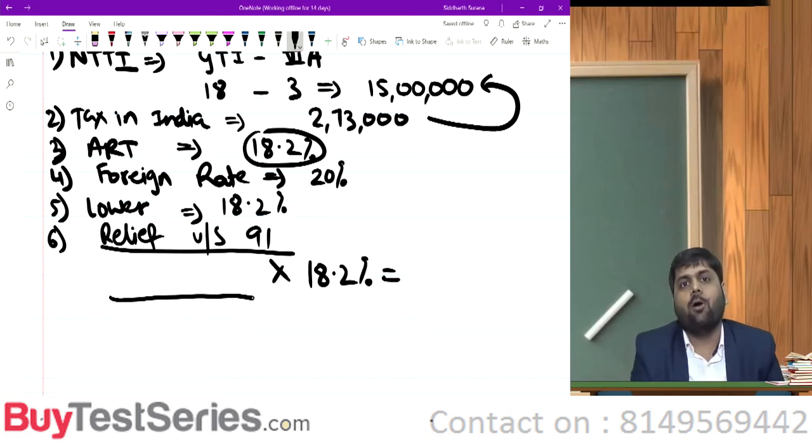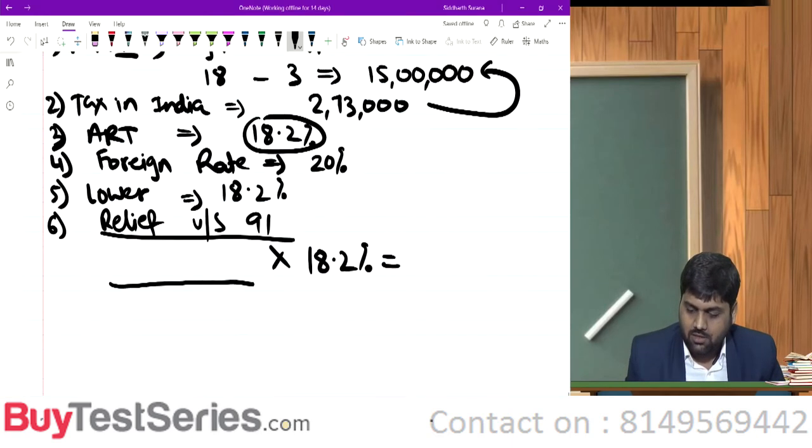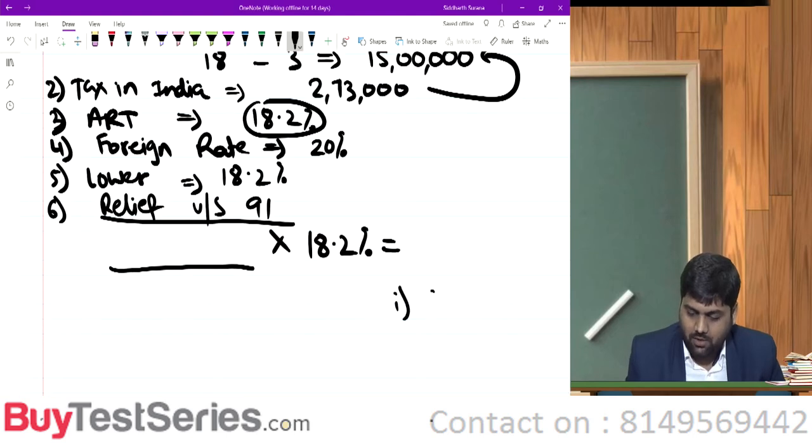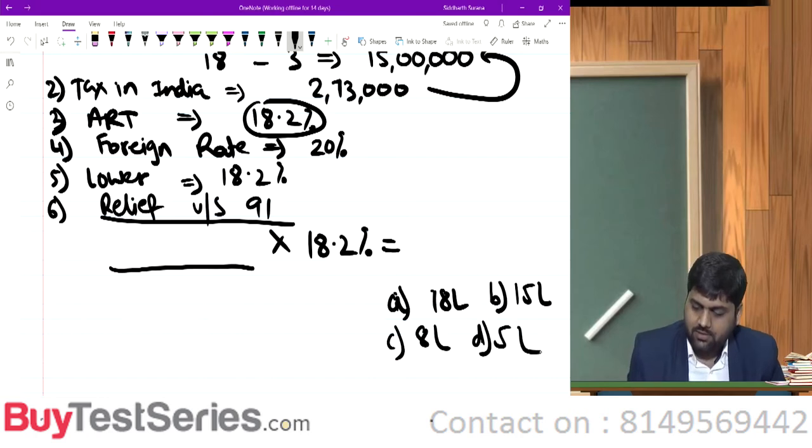But I am still giving you options because you are excited about MCQs. So option A, 18 lakh; B, 15 lakh; C, foreign income 8 lakh; D, 5 lakh. 18 lakh, 15 lakh, 8 lakh, 5 lakh.